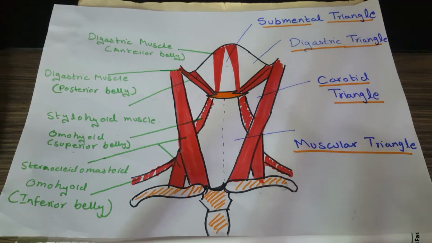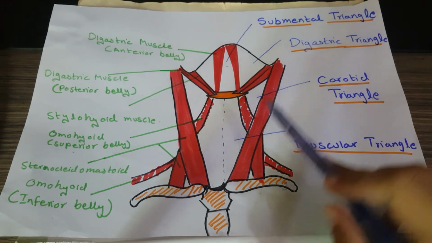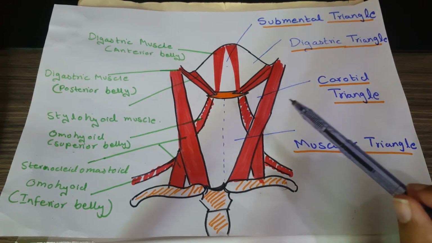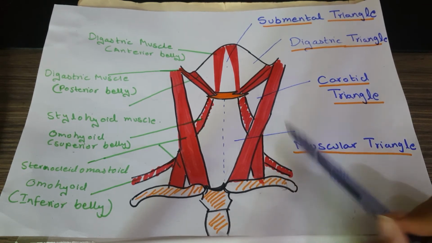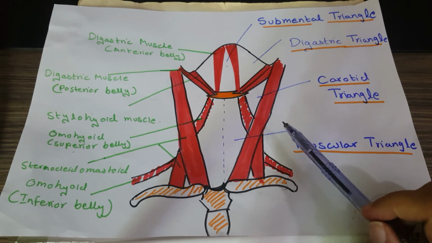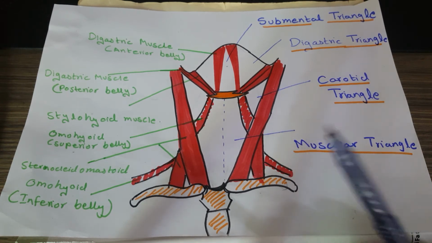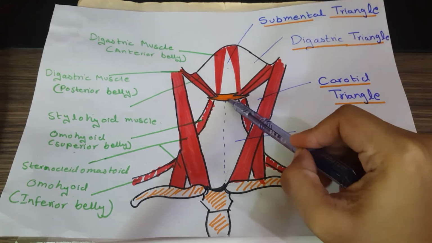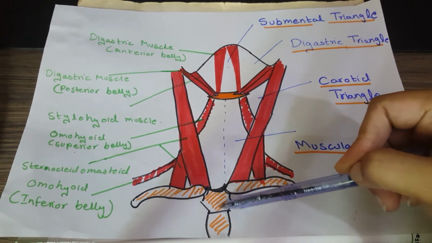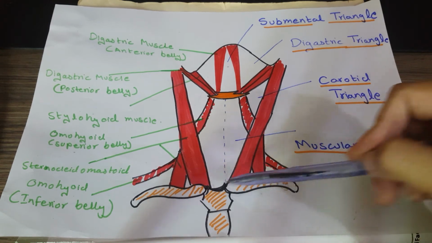Coming to our main topic, the anterior triangle of the neck, I have drawn this diagram showing the muscles forming the boundaries of the anterior triangle of the neck. Through this diagram, all subdivisions of the anterior triangle of the neck can be covered. In this diagram, I have drawn the base of the mandible, hyoid bone, manubrium sterni, body of the sternum and clavicle.